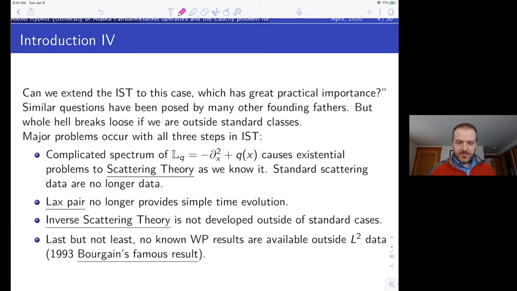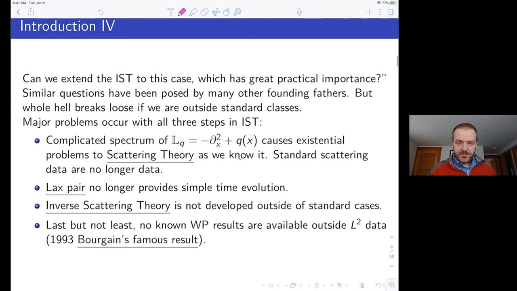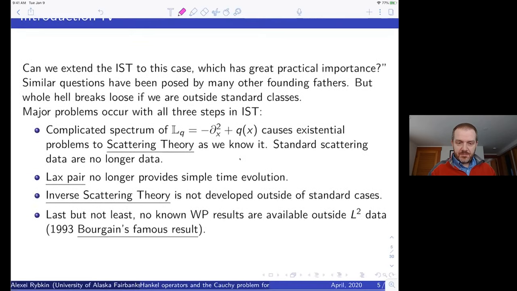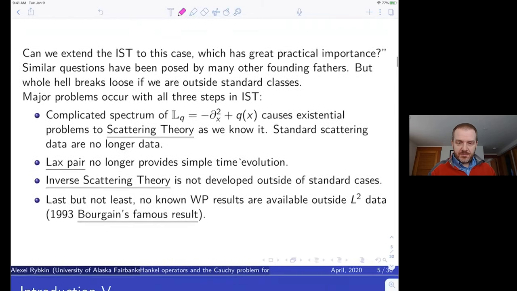And standard data, either short range or periodic, no longer holds. One would think that maybe scattering, not scattering, but the inverse spectral problem would work in this case. It's much more flexible as far as conditions on the potential are concerned. But in this case, the Lax pair no longer provides nice time evolution of the spectral data.